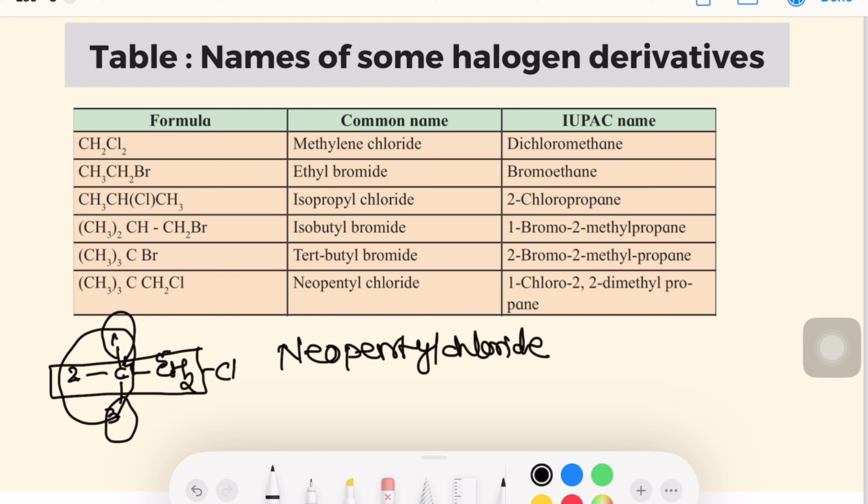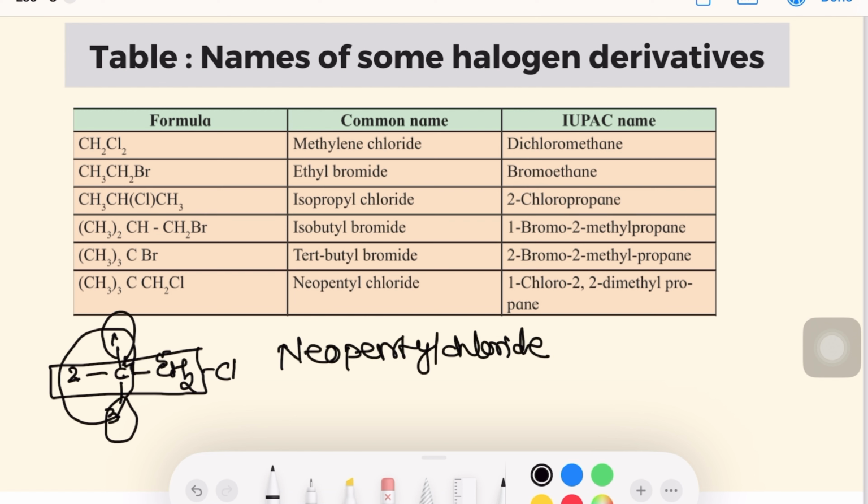The next example is CH2=CH-CH2Br. You know what type of compound it is. The halogen atom is attached to a carbon atom which is directly attached to the carbon-carbon double bond. Such type of functionality is known as allyl halide. So here the halogen is bromine, ultimately the name is allyl bromide.